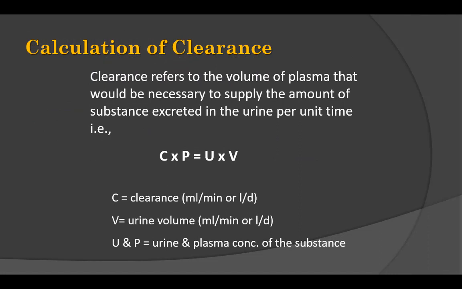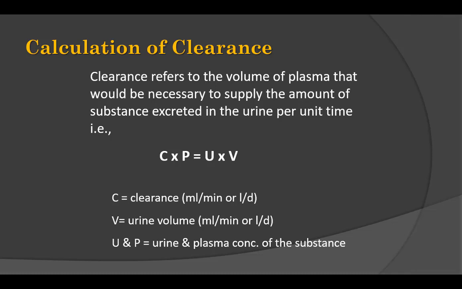Now calculation of clearance is very, very simple. If you want to calculate the clearance, you look at the concentration of substance when the blood was flowing into the organ, and you look at when it is flowing out of the organ. So see the difference between the two. So basically it is calculated by using this formula.